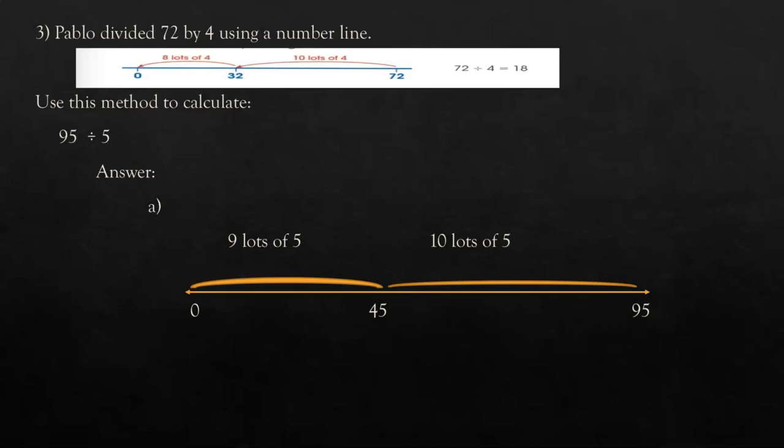Now for finding the final answer, just sum up this 9 and 10. 10 plus 9 or 9 plus 10 gives you 95 divided by 5. When you sum up this 9 and 10, you get the answer 19. And that 19 is the answer when you divide 95 by 5. That is, 95 divided by 5 gives you the answer 19.